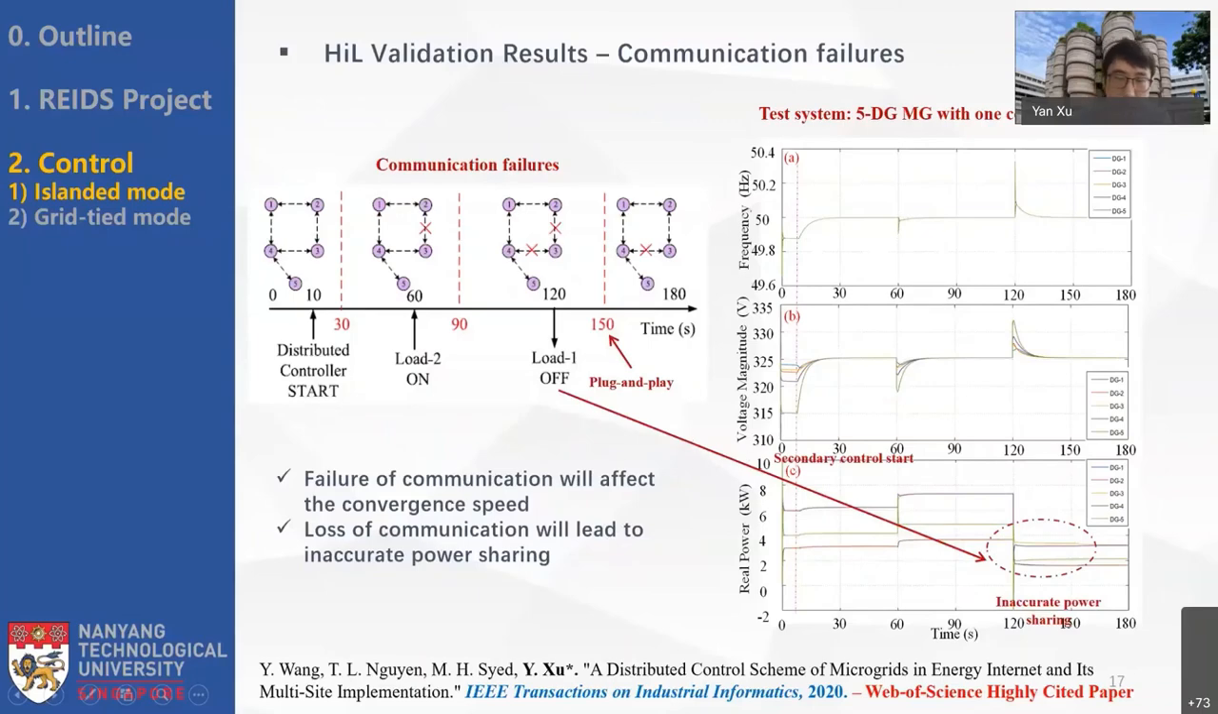A very straightforward conclusion is that, of course, if there are communication failures, it will affect the convergence speed because the connectivity of the whole system is damaged. And also it cannot achieve accurate power sharing anymore. Okay? So if you are interested, you can go to this paper for more technical details.